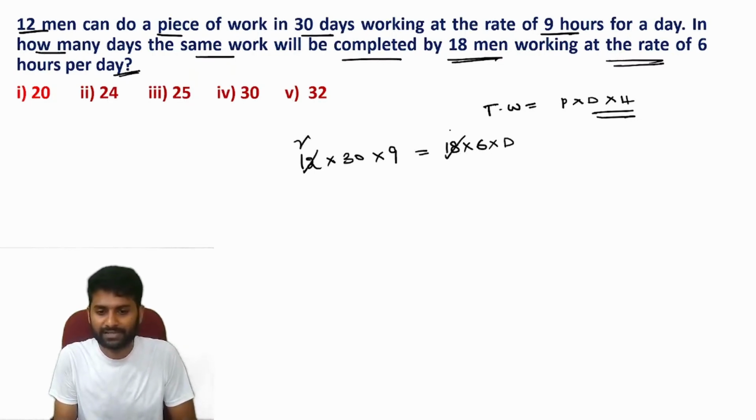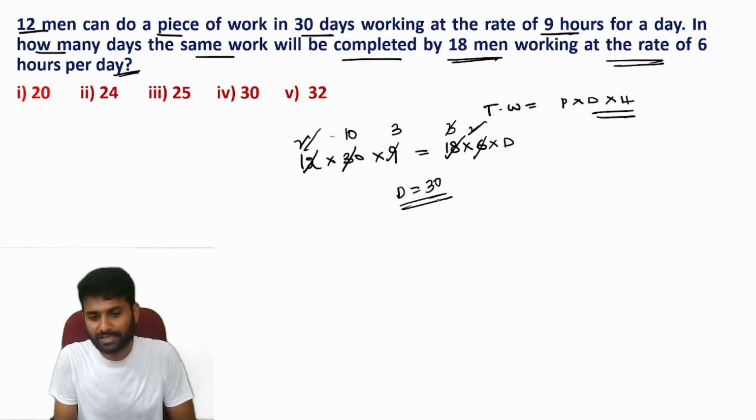6 2 times, 6 3 times, 3 exactly 10 times. 3 2 times, again 3 3 times, again 2 to cancel. Now number of days does it take exactly?